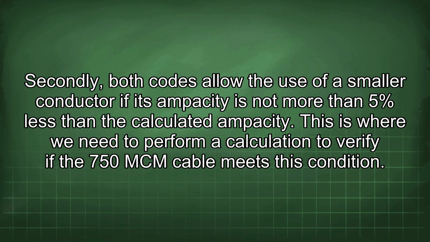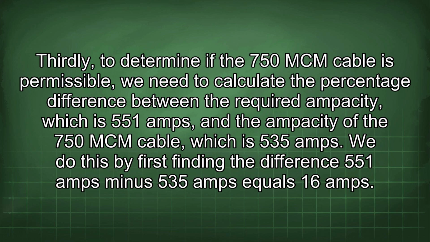the calculated ampacity. This is where we need to perform a calculation to verify if the 750 MCM cable meets this condition. Thirdly, to determine if the 750 MCM cable is permissible, we need to calculate the percentage difference between the required ampacity, which is 551 amps, and the ampacity of the 750 MCM cable, which is 535 amps. We do this by first finding the difference. 551 amps minus 535 amps equals 16 amps.